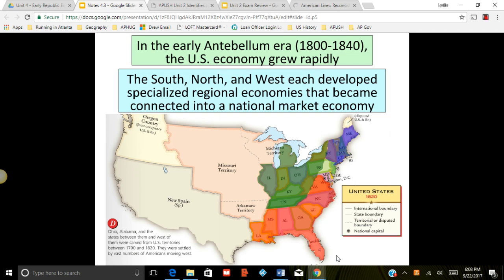All right, U.S. history students, we are going to move on to notes 4.3, and we're going to look at the antebellum economy, and primarily we're going to look at their different regional economies. So the South, the North, and the West each developed specialized regional economies that become connected into a national market, and inventions of the time are going to have significant impacts on each of these regions.